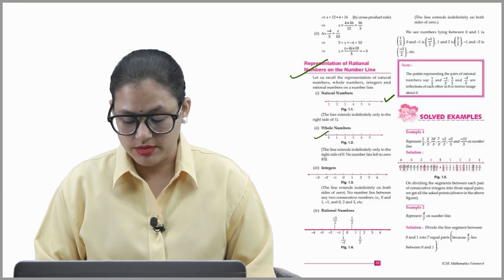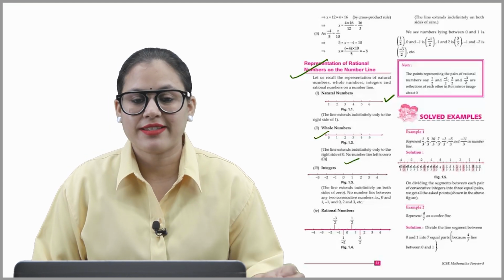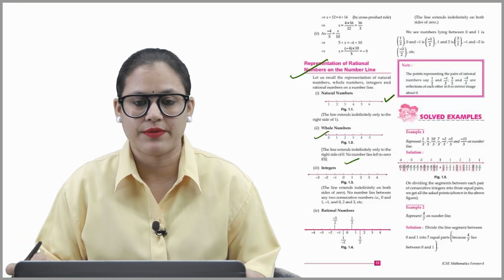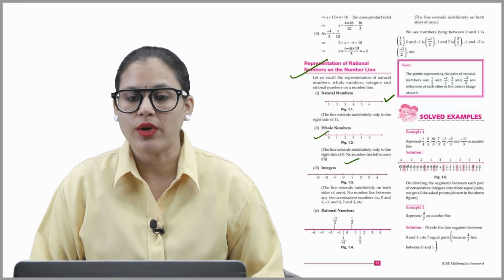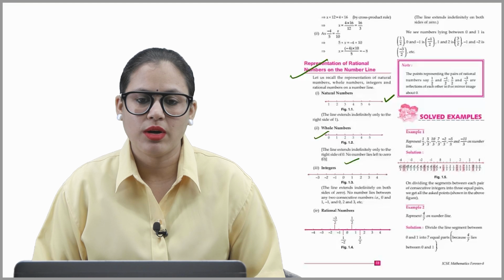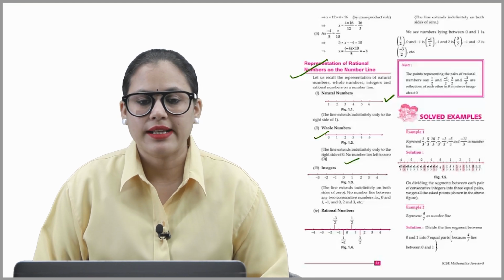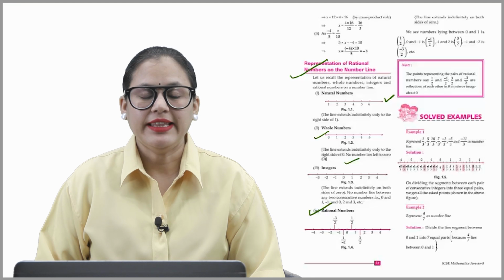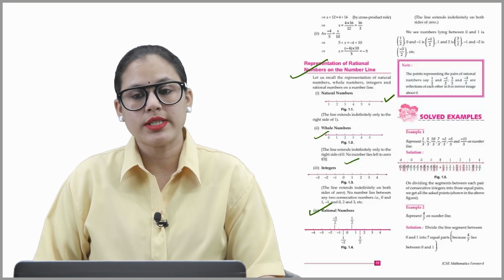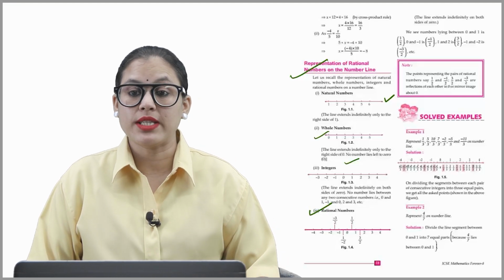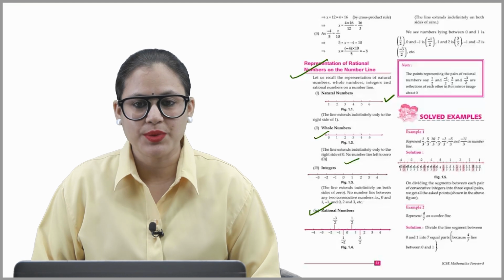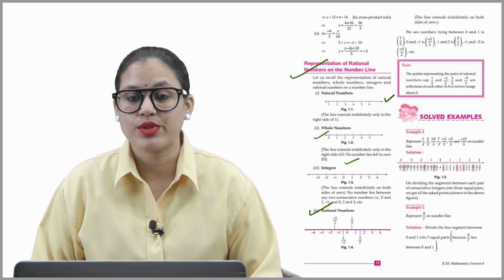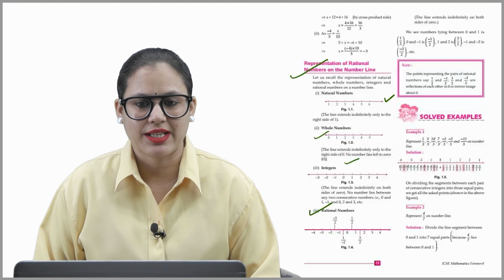And integers: the line extends indefinitely on both sides of zero, that is, towards the right side and towards the left side. So no number lies between any two consecutive integers, that is 0 and 1, minus 1 and 0, 2 and 3, etc. Number 4, rational numbers: the line extends indefinitely on both sides of zero. We see on the number line, between 0 and 1 is 1 by 2, between 0 and minus 1 is minus 1 by 2, between 1 and 2 is 3 by 2, between minus 1 and minus 2 is minus 3 by 2, etc.